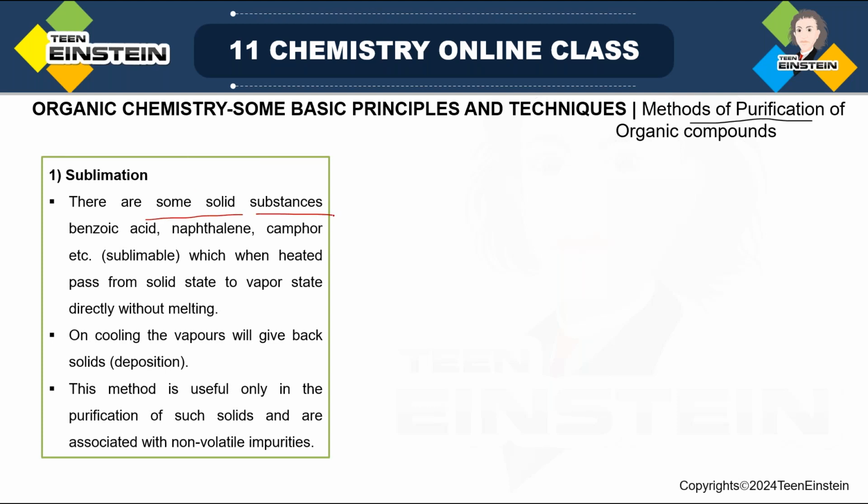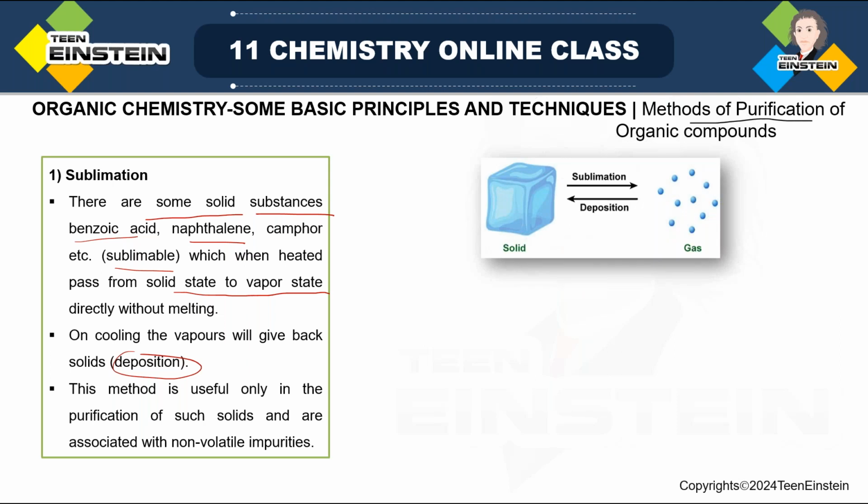So there are some solid substances. You can see some examples: benzoic acid, naphthalene, camphor. Those are sublimable. Sublimable means where sublimation is possible. So when you are heating all these solid compounds, from the solid state directly it goes to the vapor state without any melting. So that is why I am saying they are sublimable. That is their property. And when you are cooling the vapors, you will get back the solid. And that reverse method is deposition. Fine.